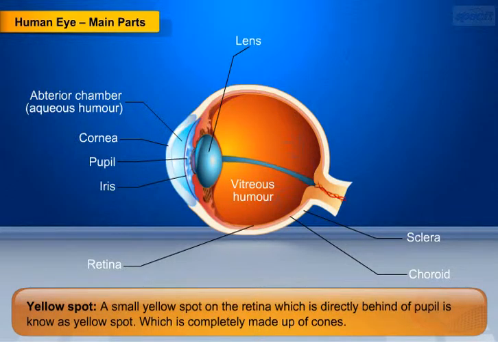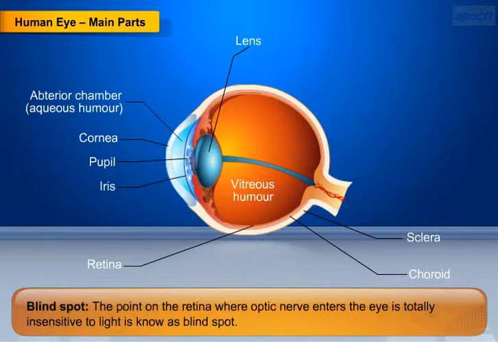Yellow spot. A small yellow spot on the retina, which is directly behind the pupil, is known as the yellow spot. This is completely made up of cones. Blind spot. The point on the retina, where the optic nerve enters the eye, is totally insensitive to light, and is known as the blind spot.